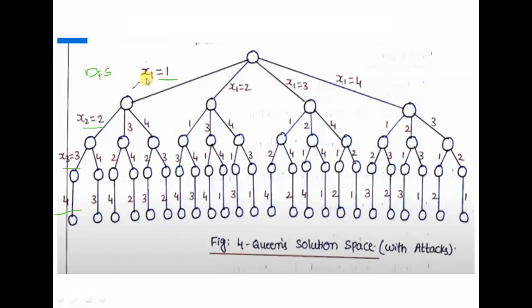We have to try all the possible solutions for this graph. This is the starting of the solution. Then we draw this graph in depth first search manner. Now we consider the constraint. What is the constraint? No two queens are placed on the same row, same column, and same diagonal. Let's see the solution for this.